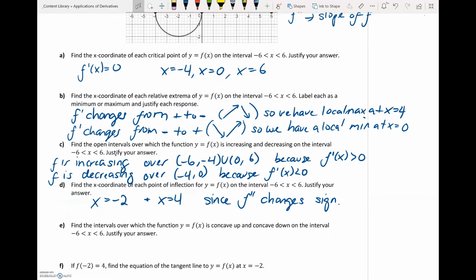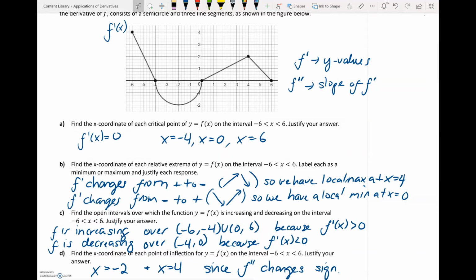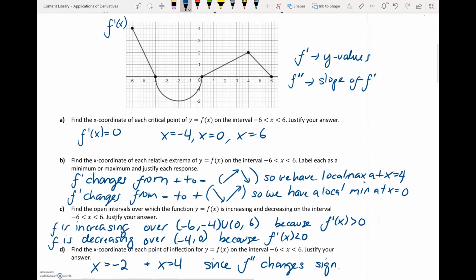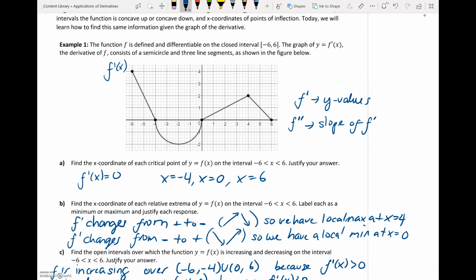Now we want to look for concavity. So you want to know when f is concave up and concave down. That means we're going to look at the second derivative, or the slope of f prime. If the slope of f prime is positive, that's concave up. If the slope of f prime is negative, we know it's concave down. So let's look for concavity when we're concave up. We're looking at positive slopes for f prime.